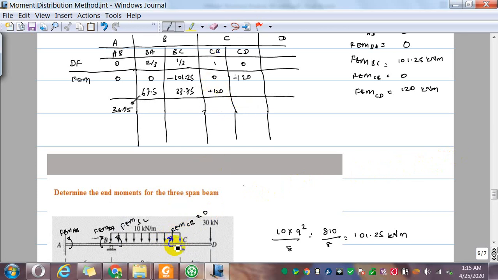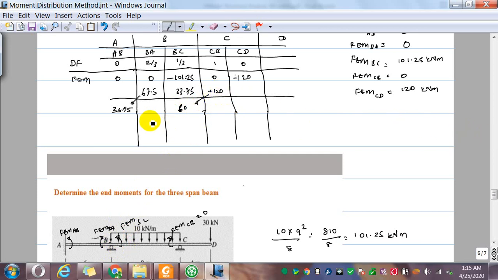But this 120, CB has 120, and that 120 will have a carryover at B, because if you have 120 that tends to rotate this one, and this B cannot freely rotate, so that free rotation is prevented by internal resistance, and that internal resistance is half of this 120. So from CB you have a carryover of 60. Okay, 60, that is half of 120.